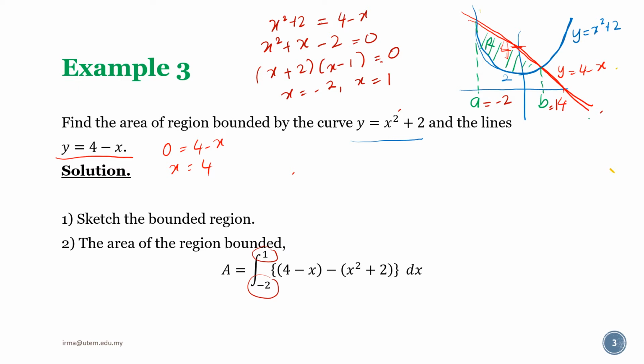So this one, the graph is, sorry, it's not up to there, so it's up to B only. Okay, here, so from negative 2 to 1. All right, so now we have two functions, right? x squared plus 2 and also 4 minus x. So just now you need to have a greater function in front. Okay, how are you going to know which one is the larger function?